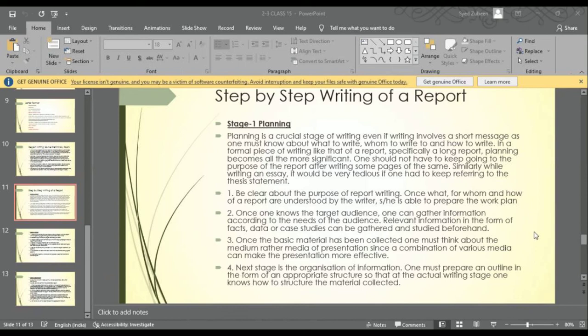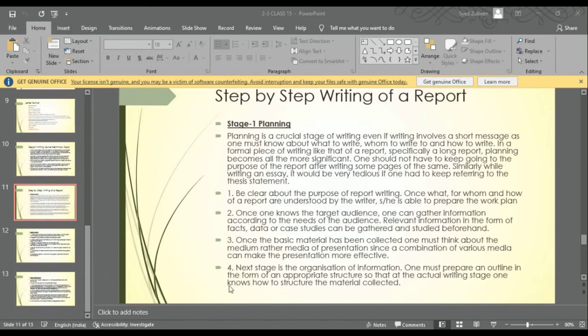Then once the basic material has been collected, one must think about the media of presentation, since a combination of various media can make the presentation more effective. The media of course include images, videos, or any kind of presentation that has different kinds of figures, bar graphs, or pie charts, etc. So this can make the report more interactive if you are giving a presentation in your organization. So if you're writing a report or presenting a report, then a lot of these options can be explored.